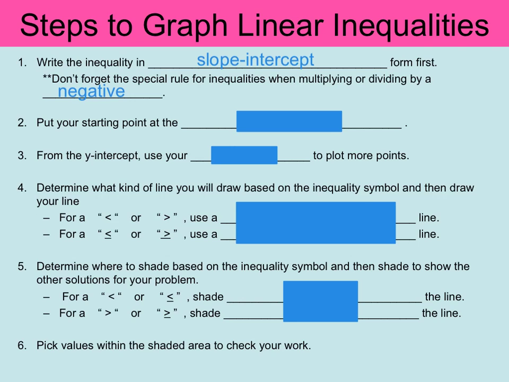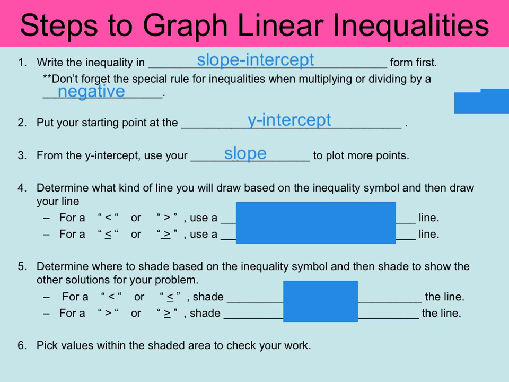Once we solve for y and have it in slope-intercept form, we put our first point at the y-intercept. This is just like plain slope, and the same step as well. From the y-intercept, use your slope to plot more points, and then here's where it's a little bit different. Before you connect your dots like you're used to and make your line, you need to determine what kind of line you're going to draw based on the inequality symbol, and then draw your line.